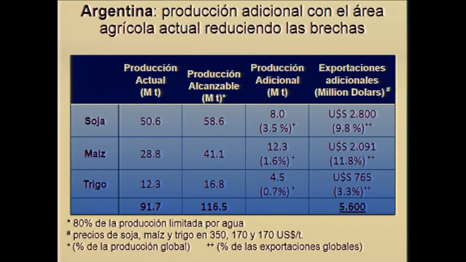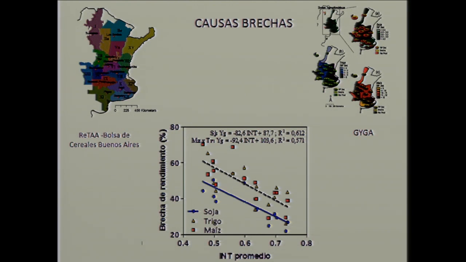What is the next step? Here we made a quantification at the country level in order to determine what is the possible yield for each of these crops. And the second phase is what is behind this? What are the causes for these gaps? We are working together with a grain board in Buenos Aires.